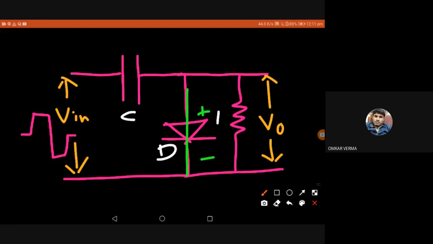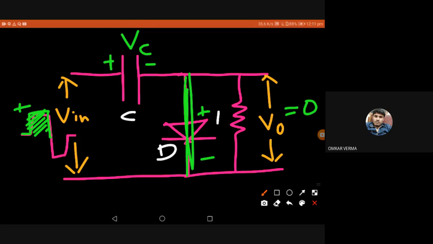That happens in the positive cycle, right? So we should start analyzing the circuit with that input cycle which turns the diode on. Why? Then only we can get the voltage across the capacitor VC. If this is plus, then one plate of the capacitor will be plus and the other plate will be minus. So we got the capacitor's residual charge. And what is the output? The output will be 0 in this cycle, because the diode is a short circuit, we can say. So the output will be 0 at this time.